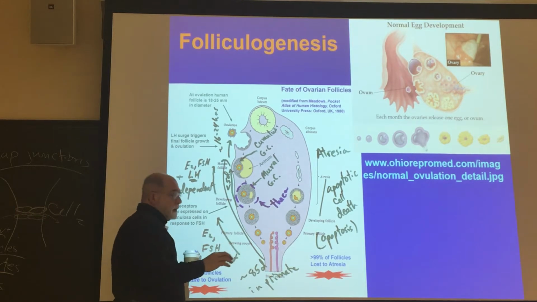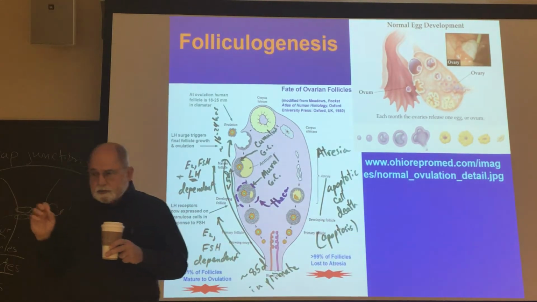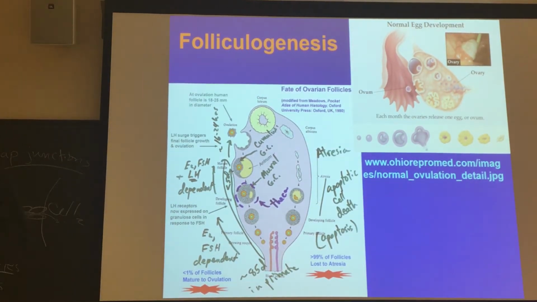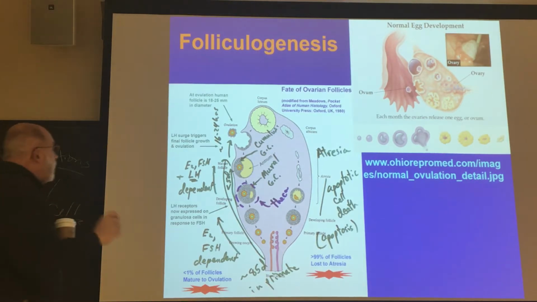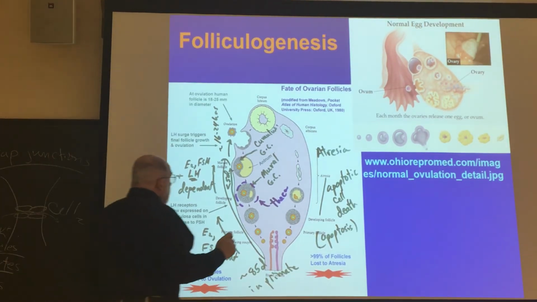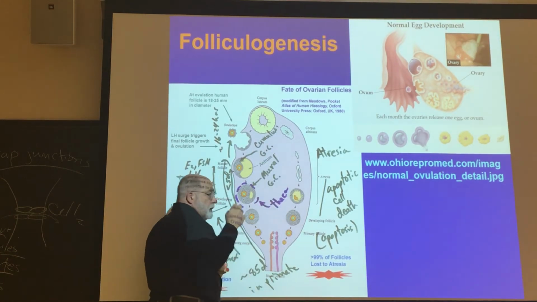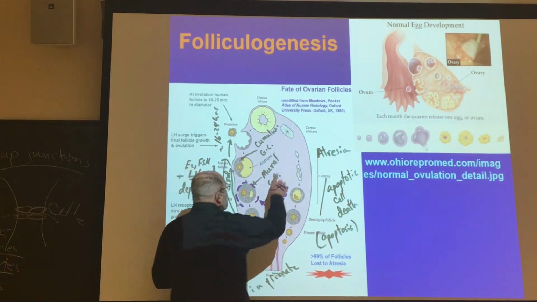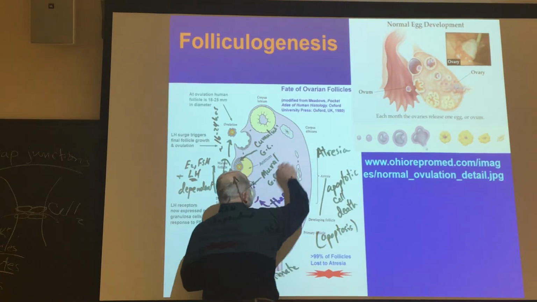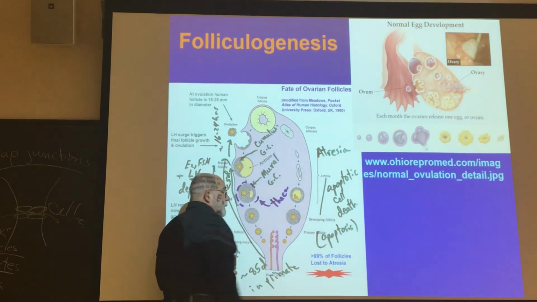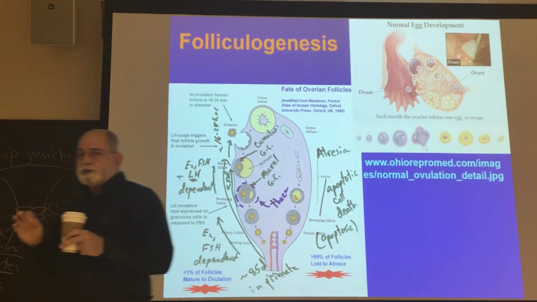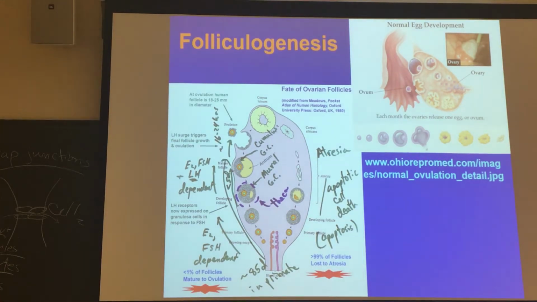The corpora lutea, in the absence of a fertilized egg implanting in the uterus, is going to involute. It's going to undergo apoptosis itself, and it's going to form its own kind of a scar called the corpus albicans. That is endocrinologically inactive. It doesn't do anything.